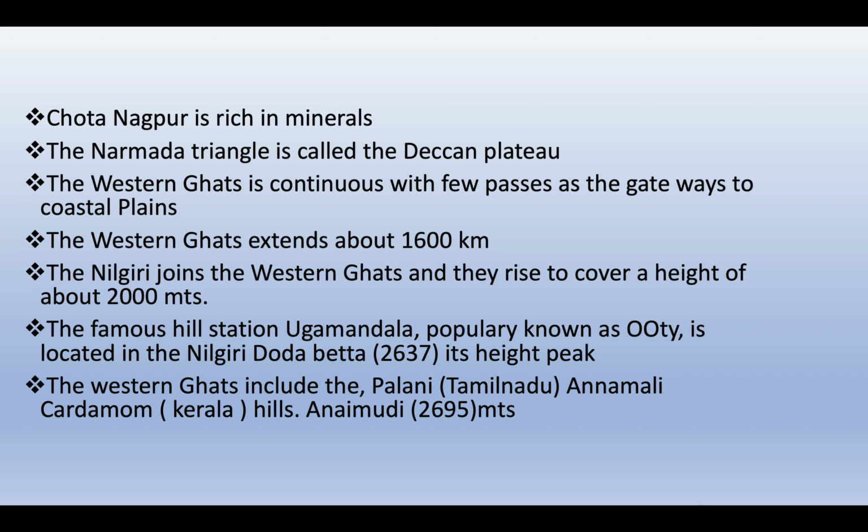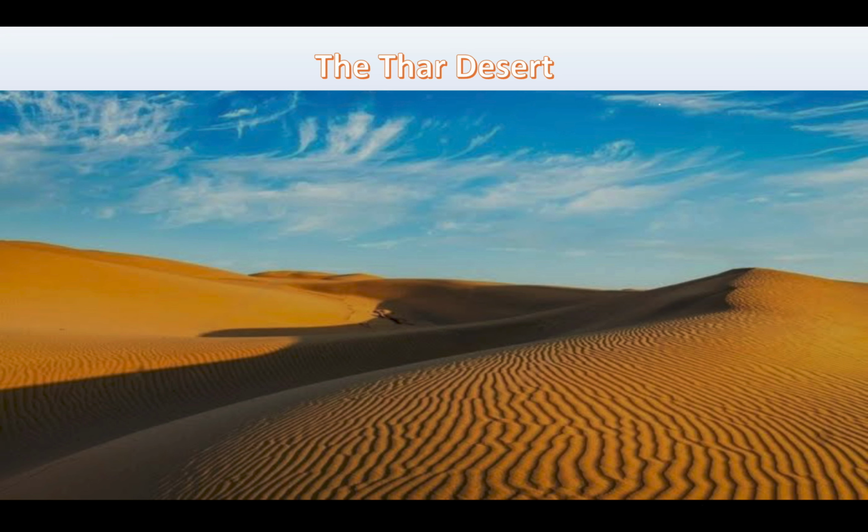The Western Ghats include the Palani and Annamalai hills in Tamil Nadu and the Cardamom hills in Kerala. Anamudi, the height is 2695 meters.